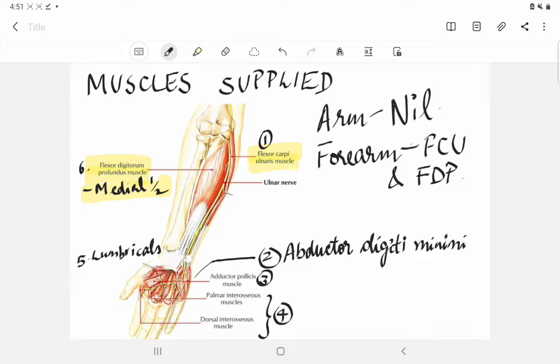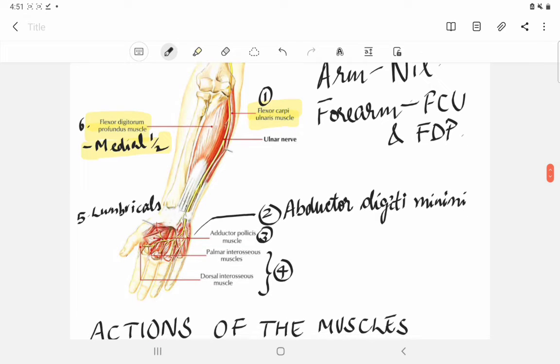Now, after the forearm, it supplies muscles of the hand, and in the hand, it supplies the following muscles. It supplies the abductor digiti minimi, the adductor pollicis muscle, and the interossei muscles, both the palmar and the dorsal interossei. There are 4 interossei in the hand, and all of them, both the palmar and the dorsal interossei, are supplied by the ulnar nerve. And then it supplies the lumbricals. Again, we have 4 lumbricals in the hand, and the ulnar nerve supplies the medial 2 lumbricals.